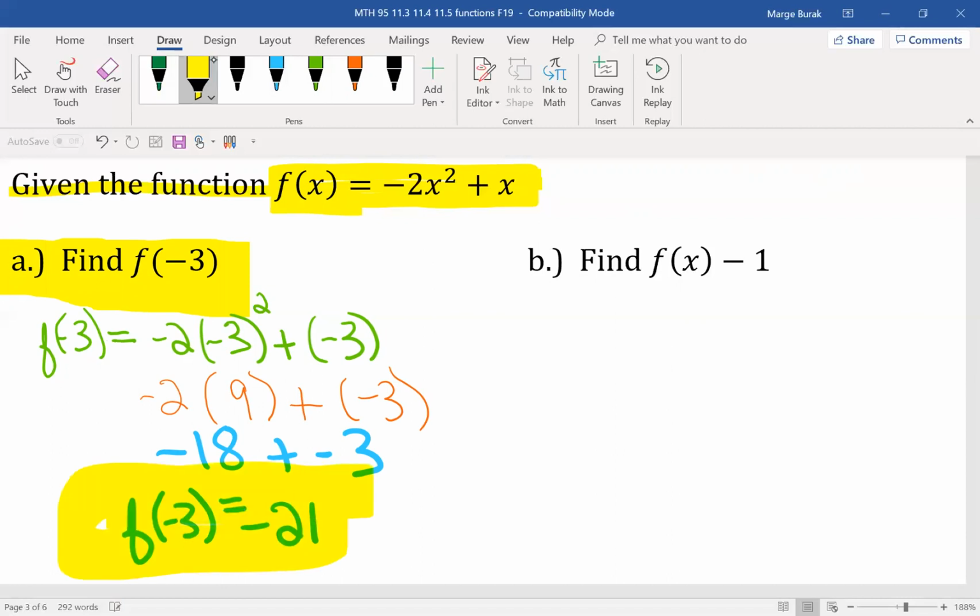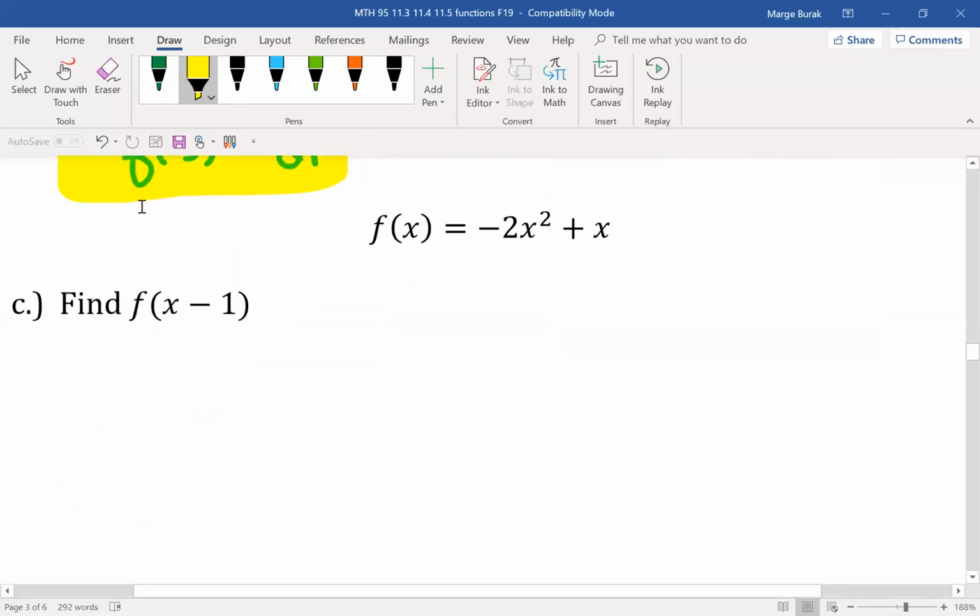Okay. And let's do that again with f of x. Oh, this one's different now. We're not evaluating f of anything. We're taking f of x and we're subtracting 1. So f of x is -2x squared plus x, and then we just subtract 1. And guess what? That's it. We can't simplify that or anything. That's our answer right there. And it's even in standard form, which is with the highest power first.